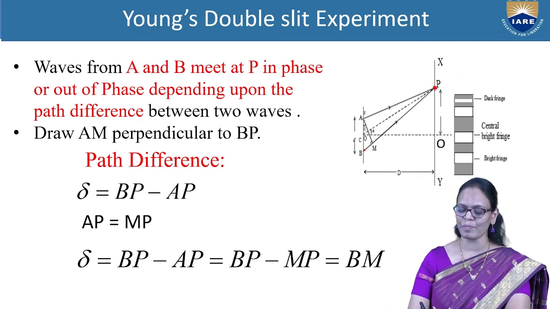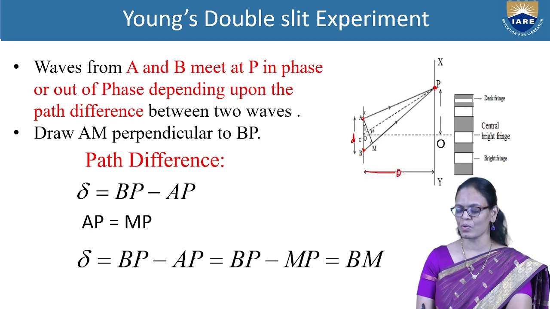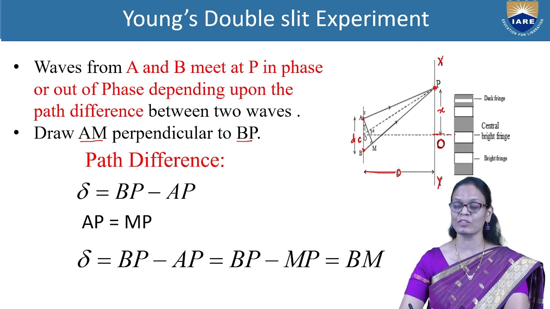So for that, A and B are the two slits separated by a small distance d. Capital D is the distance between the source and the screen. The screen we have considered as XY. We have taken C as the center point on AB and O is the center point on the screen. If this is the central point, we are going to calculate x, the distance from O to P. Now we draw AM perpendicular to BP. BP is the path the wave travels from B. We drop a perpendicular AM. So this is the right angle.